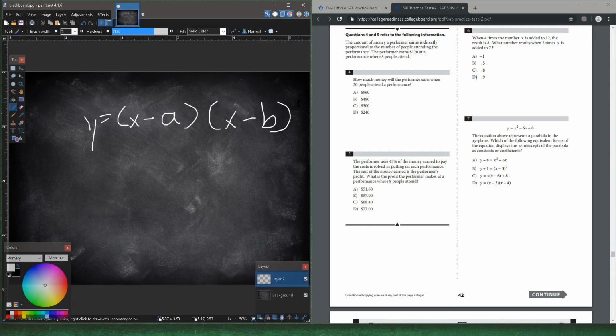Since this is negative and this is positive, both 2 and 4 have to be negative. So it would be x minus 2 and x minus 4, which makes sense because that's x squared, negative 4x, negative 2x, which makes negative 6x, and negative 2 times negative 4 is 8. So this is the right equation. So the answer is D.